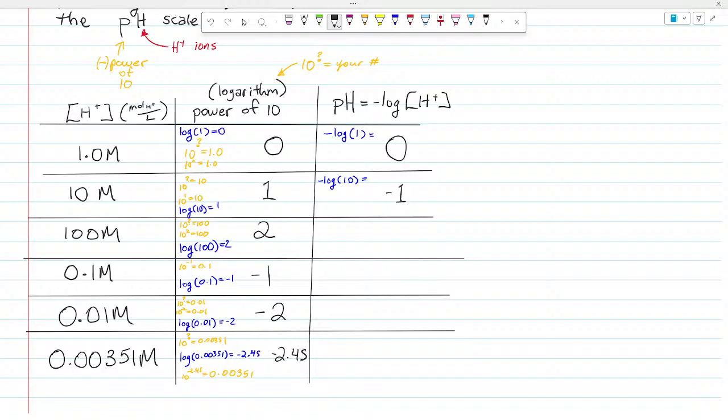What's the negative log of 10? You should get -1. Obviously, the negative log of 100 will just be, but if you do it on your calculator, try it out. Negative log of 100 should be -2.